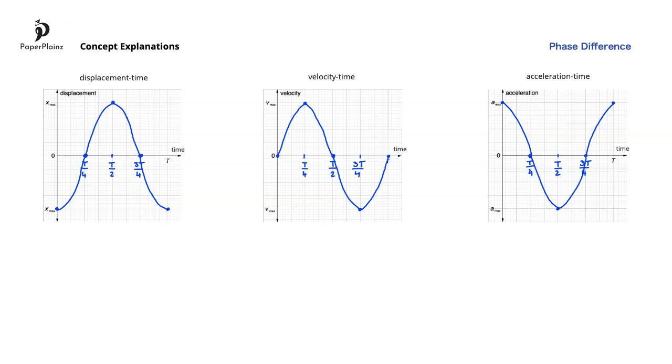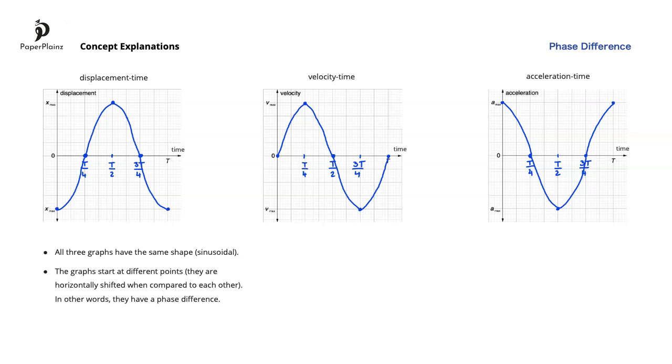Comparing the three graphs, we see that they all have the same sinusoidal shape. In other words, they are sine function graphs, and we can also observe that these sine graphs start at different points and they are horizontally shifted when compared to each other. This horizontal shift is what we call phase difference.